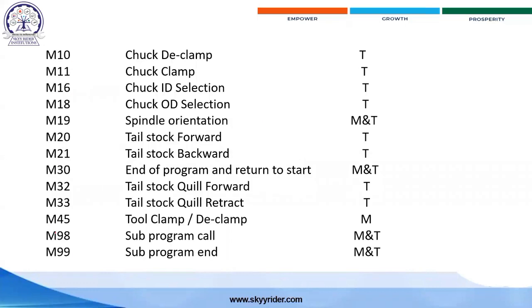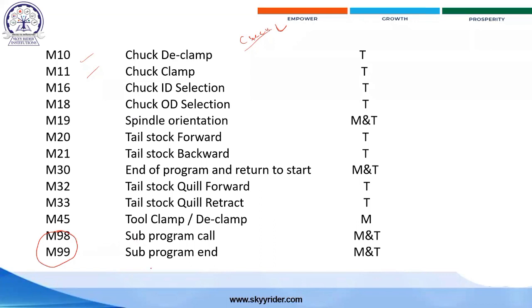And here also M10 for chuck. If you are using any chuck in the lathe machine, generally in the lathe machine, if you clamp it and want to unclamp it, then you can use M10 and M11. Okay, then these two, M98 and M99, will be used in today's session.